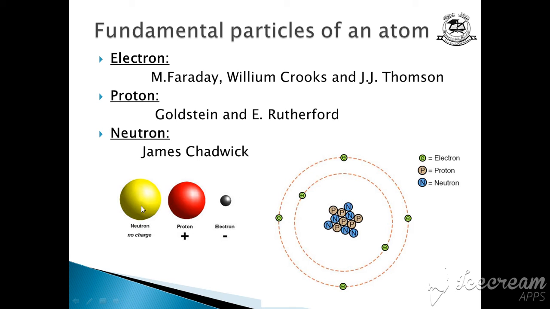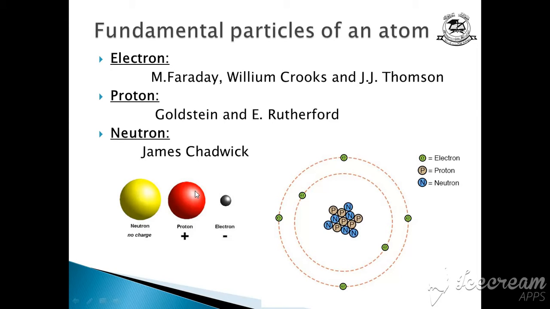Neutron is the heaviest particle, but it has no charge. When we see an atom, electron is negative, proton is positive, which is present in nucleus. So nucleus is positively charged and the outer electrons are negatively charged. So the whole atom is neutral because negative and positive charges cancel the effect of each other.